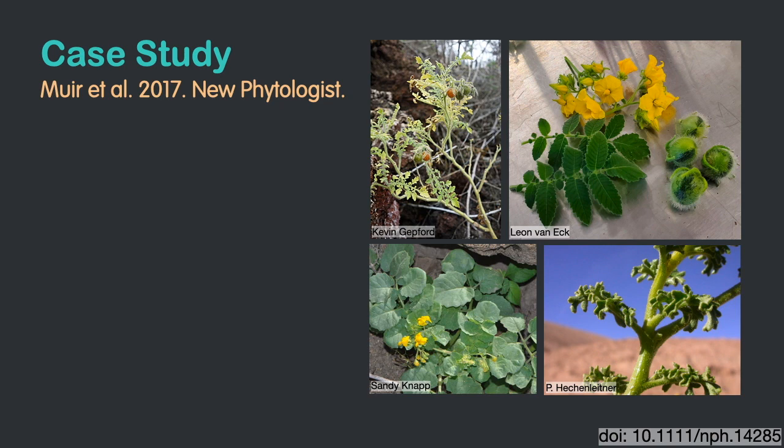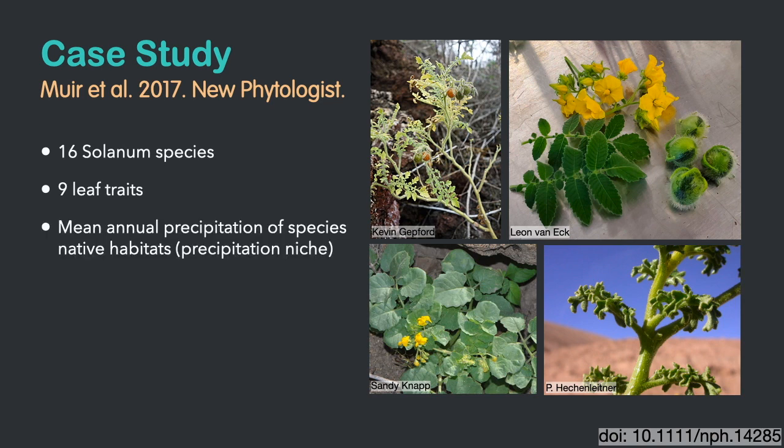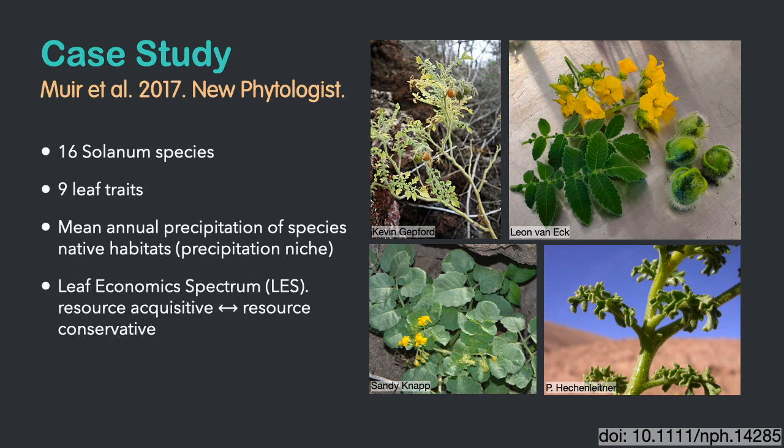This data was originally published in New Phytologist by Muir et al. They looked at 16 Solanum species, a few of which are pictured to the right, and measured in them 9 leaf traits, as well as the mean annual precipitation of their native habitats, which I'm going to call precipitation niche. And in this paper, they were interested in something called the leaf economic spectrum. This is an axis of variation in plant traits going from resource acquisitive to resource conservative, and it's something that seems to be found within many different groups of plants and across groups of plants at different scales.